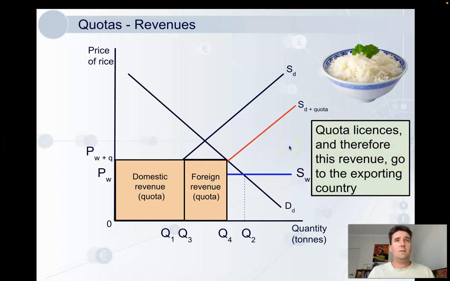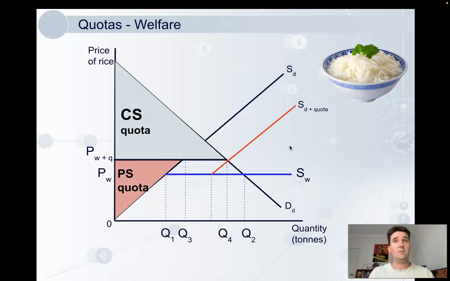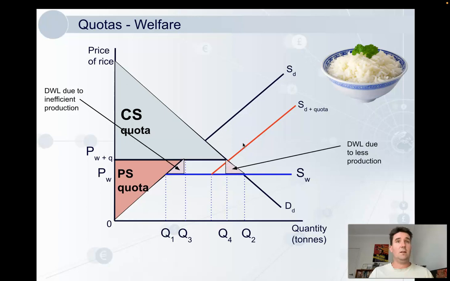Now, as for the welfare, consumer surplus and producer surplus are as so just like with the tariffs. And we've got these two areas of deadweight loss as before.